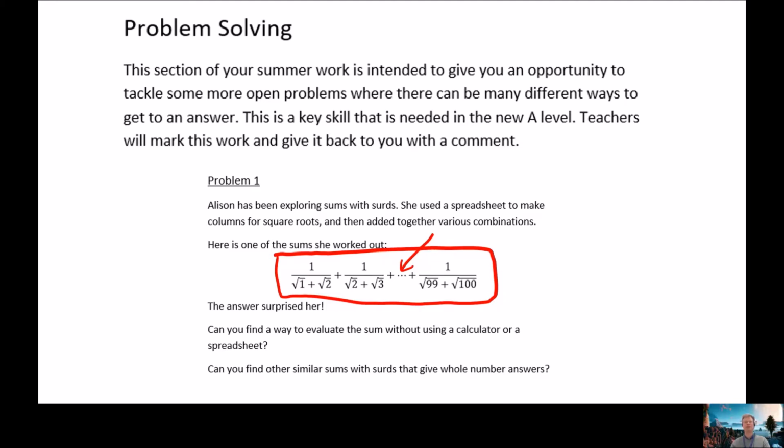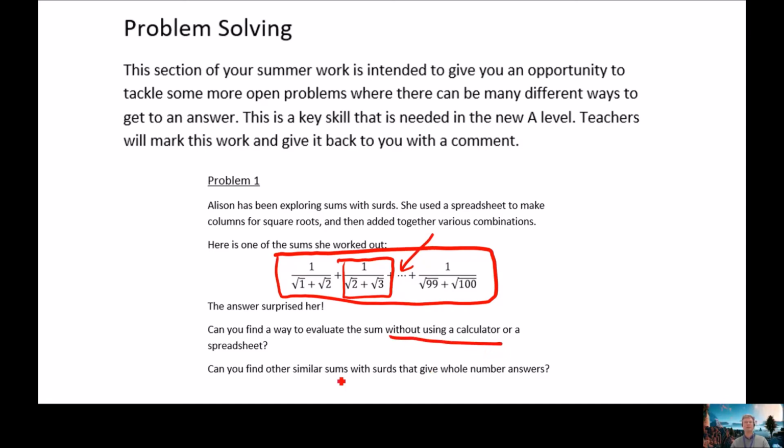And then you've got to take a step back and start looking at one little part of it, like that part, for example, and think, well, what could I do with that? Then go through the same process for some of the other terms, and think about what you see. Is it going to help you to actually come up with an answer? Because we want you to do it without a calculator.